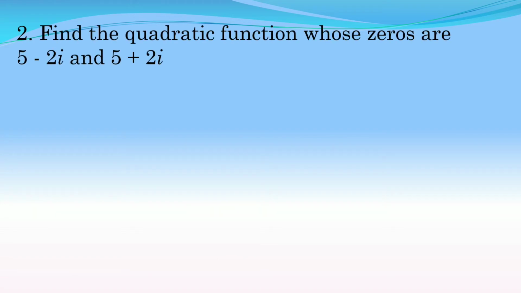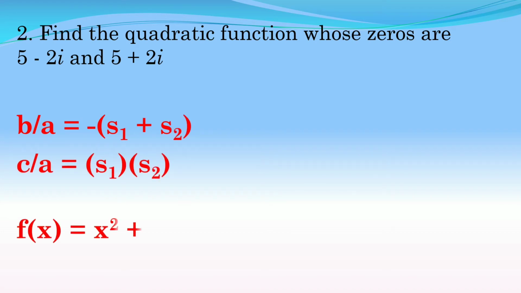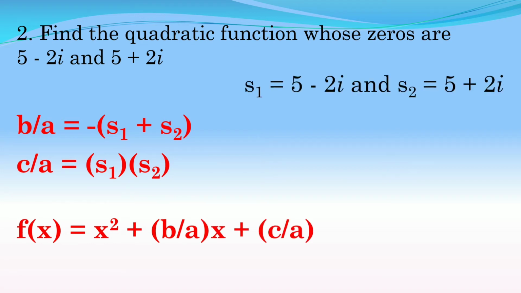So, let's have number 2. Find the quadratic function whose zeros are 5 minus 2i and 5 plus 2i. So, yung ating mga zeros ay may imaginary number. So, ito yung ating formula for our b over a at for our c over a. At i-substitute lang natin siya dito sa ating quadratic function. So, ang ating s sub 1 is equals to 5 minus 2i and ang ating s sub 2 ay 5 plus 2i. So, i-substitute natin siya sa ating b over a. So, magiging 5 minus 2i plus 5 plus 2i times negative.